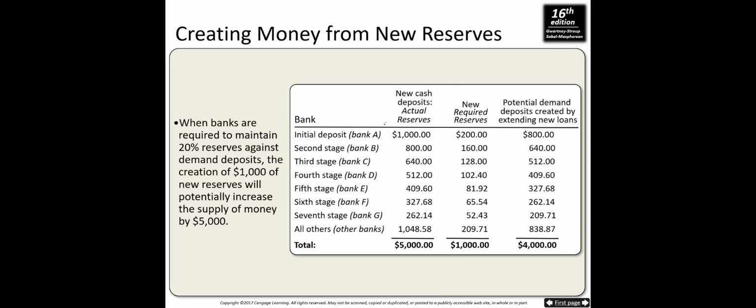This is person A. Go to bank A and deposit $1,000. And let's assume that the required reserve ratio is 20%. That means $200 needs to stay in the reserve account and $800 can be used to extend new loans. And now person B gets this loan. Person B can spend this money or can deposit this money into another bank.